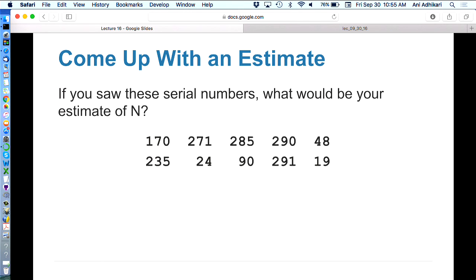Okay, any other estimate? So there's not just one way to estimate something. There are many ways you can think about to estimate, and every way has some good features and some bad features. Any other estimate that you can think of? So we use the maximum, yes? And we did not use anything about the other numbers other than they were less than 291.